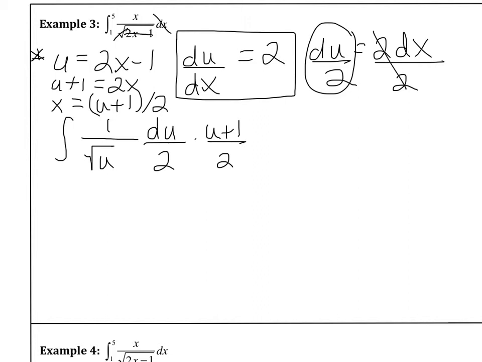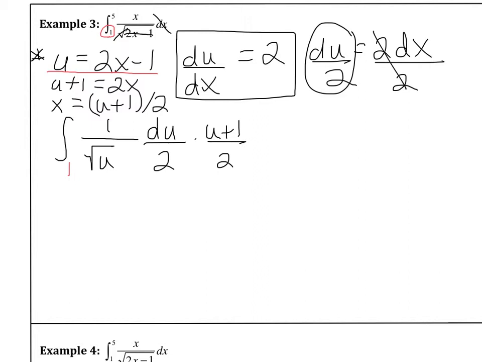And then let me go ahead and change my limits of integration right now before I forget. So when x is 1, using this relationship right here, I can see that when x is 1, u is going to be also 1. Fun.